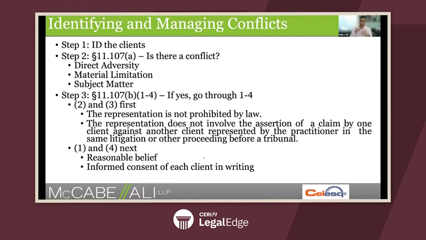So how do I put this in a linear fashion? I like to say, especially for current client issues, I look at who the clients are, potentially what the issues are. And then we're going to do under 107A, is there a conflict? If so, is it direct adversity, material limitation, or subject matter conflicts, which is kind of a subset of material limitation.